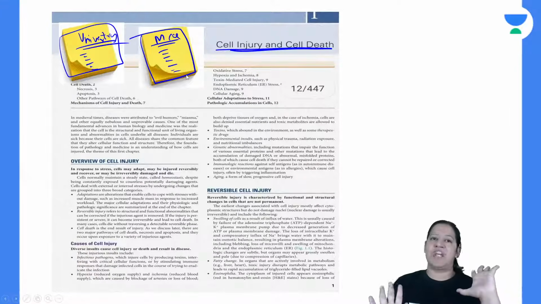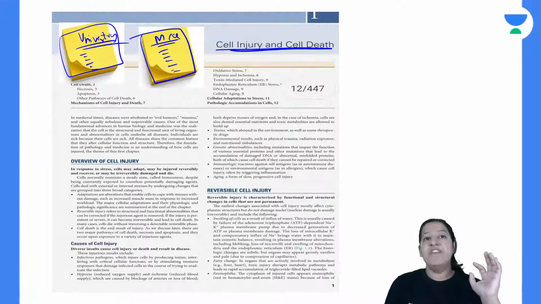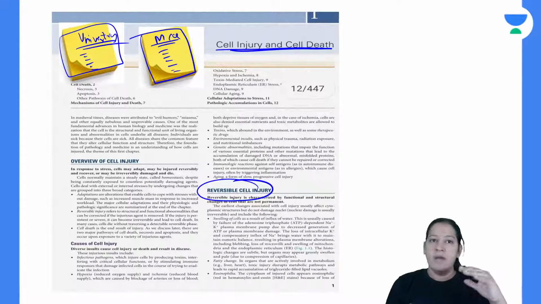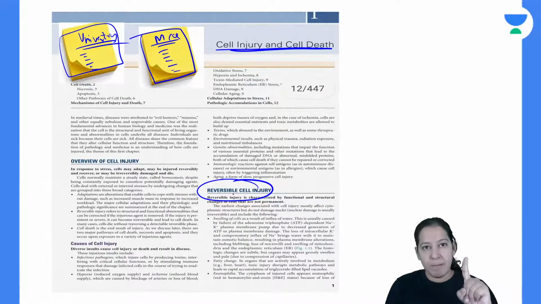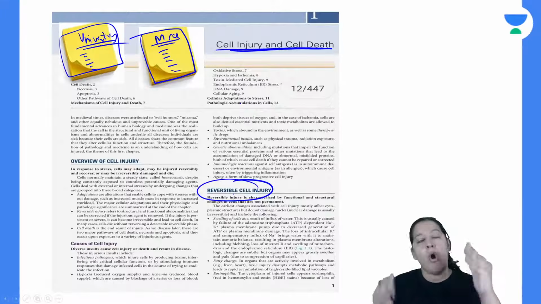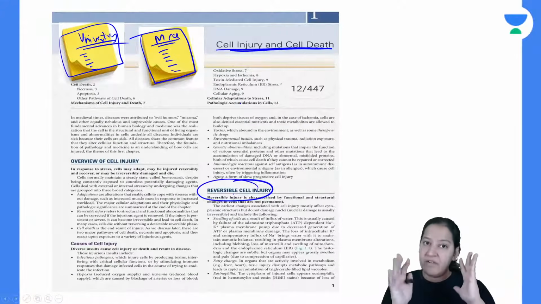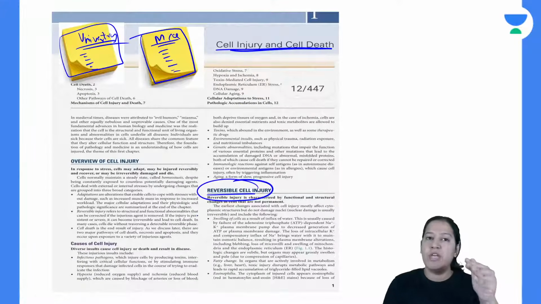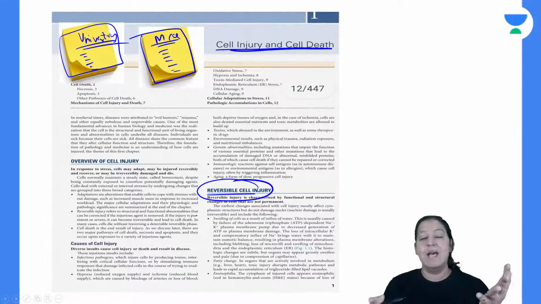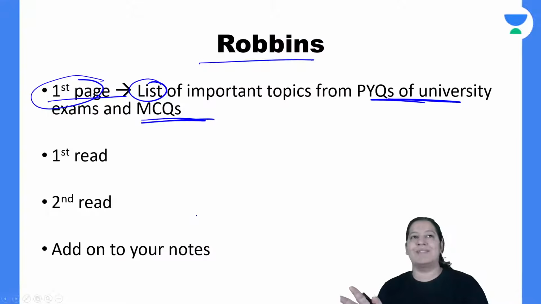Now start reading the chapter. Now you know which topic is more important and which topic is less important, which topic is more important for your theory, which topic is more important for your MCQ. Now automatically your brain will adapt to this concept, and whenever you read any topic which is important for theory, you will read it with more consciousness, more memory, right? So that is how it works.